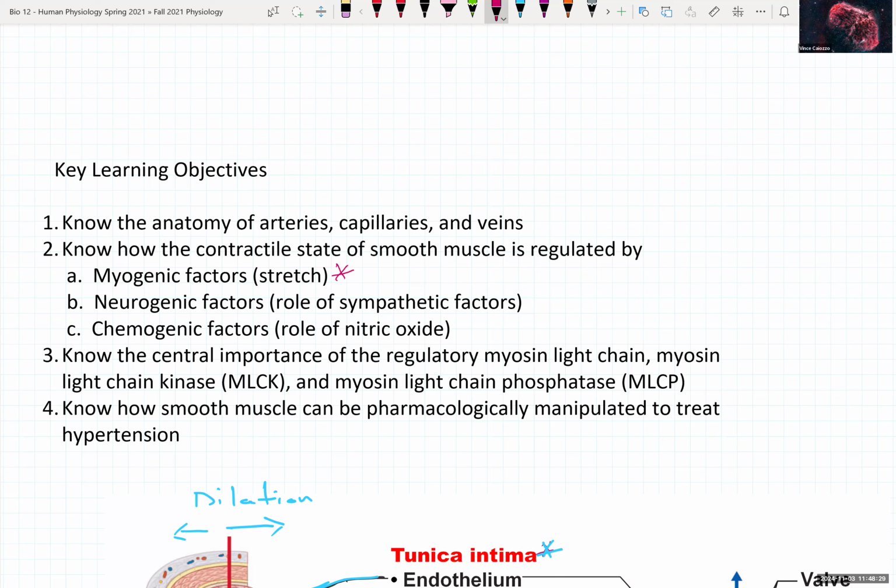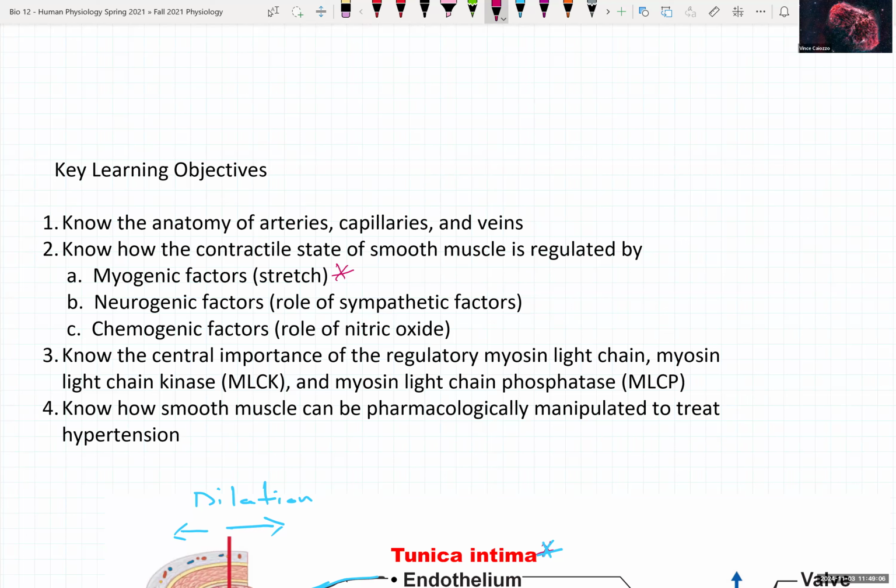In talking to you about the structure of the myosin molecule, I mentioned that the structure of a myosin molecule is a hexameric structure. It's made up of two myosin heavy chains, two regulatory myosin light chains, and two essential myosin light chains. In smooth muscle, it's the phosphorylation of the regulatory myosin light chain that plays a key role in determining whether the contractile process is on or off.